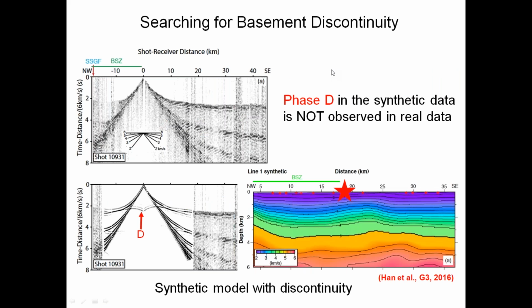In order to better understand the transition between sediment and basement, we built a synthetic velocity model by adding a 1 km per second velocity jump into the velocity model, shown at the bottom right. And the synthetic data gather has a reflection phase D pointed by the red arrow on the bottom left. However, this phase is not observed in our real data, which means there is no velocity jump as large as 1 km per second in the Imperial Valley.